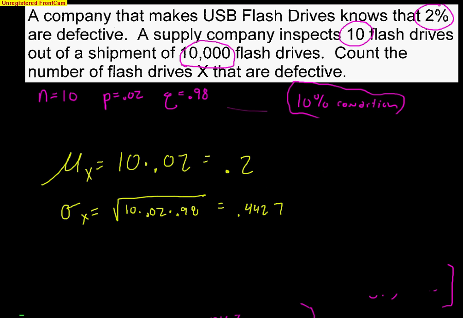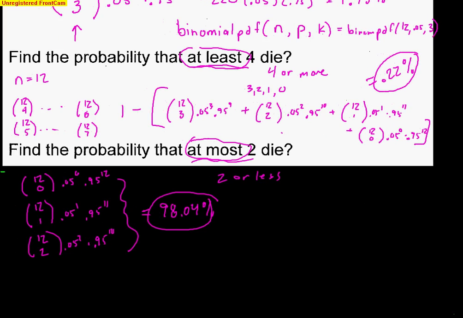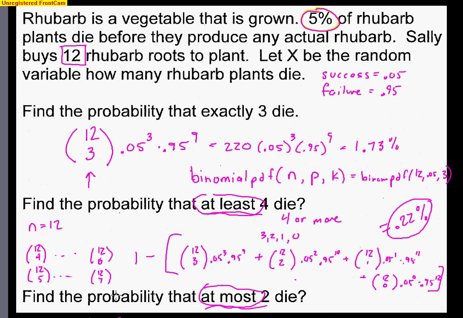That's very, very easy. Let's look over here at our rhubarb problem. I think I'm saying rhubarb, right? Okay, so out of 12, how many do I expect to die? Well, my expected value: I have 12, times that by 0.05. 12 times 0.05 is 0.6, so I expect 0.6 to actually die, which means in the long run, after many, many trials, I would expect an average of 0.6 to die.